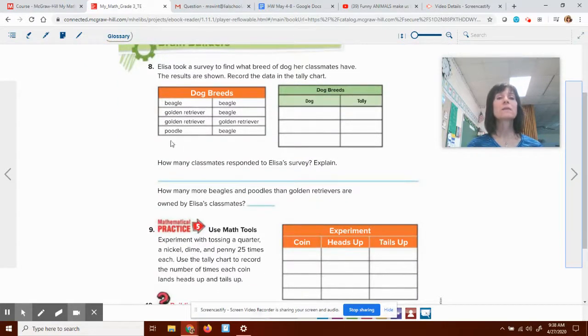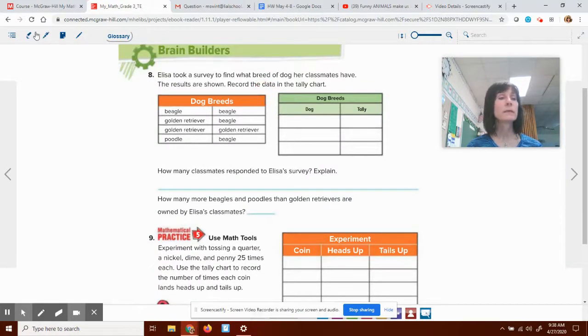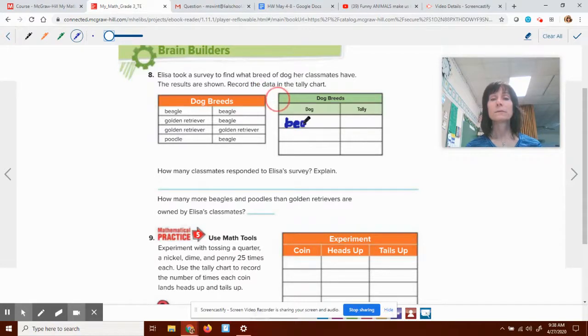So we're taking this information. You need to put the breed of the dogs over here in the column to the left. If I'm going to start with Beagle, I would write Beagle. Beagles do a lot of howling. It's not one of my favorite dogs, but they're so cute as puppies. Let's count how many beagles we have.